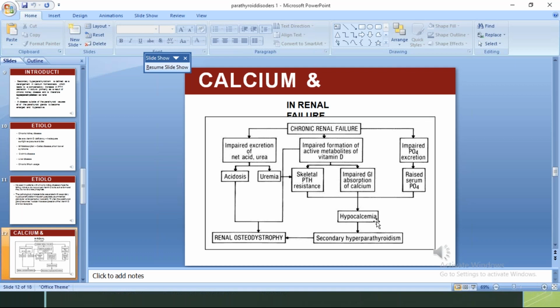This hypocalcemia, sensed by calcium sensing receptors, as the serum level will be less, activates the parathyroid gland to secrete more parathyroid hormone. So this constitutes secondary hyperparathyroidism. This acidosis together with impaired formation of active vitamin D leads to renal osteodystrophy.